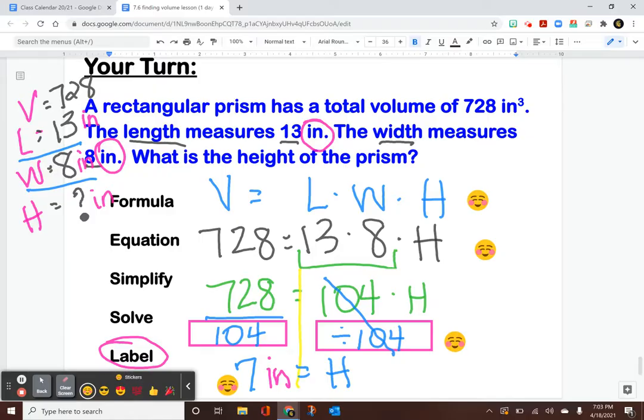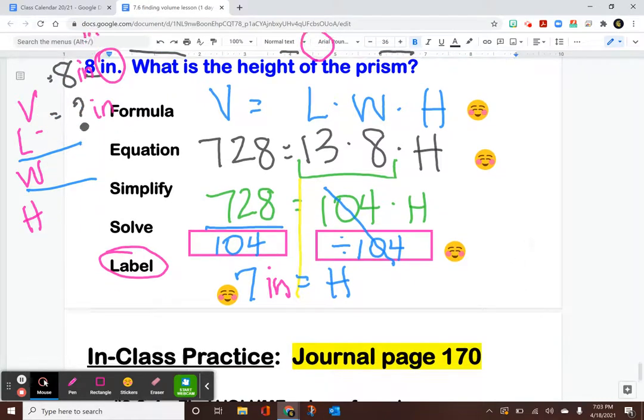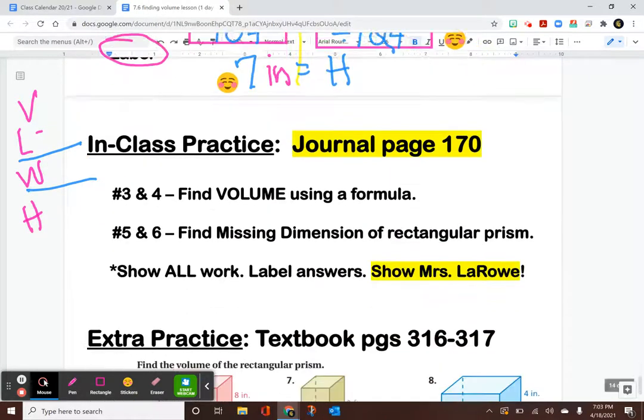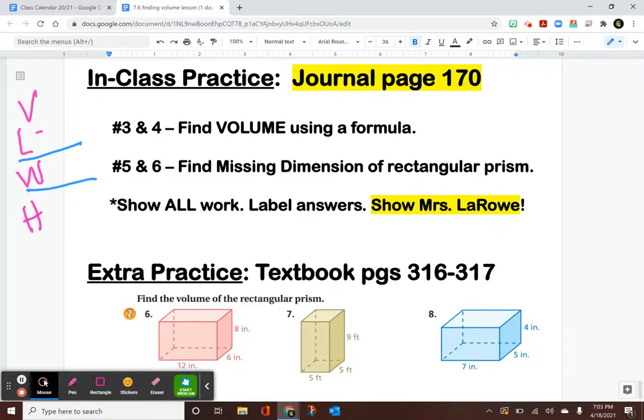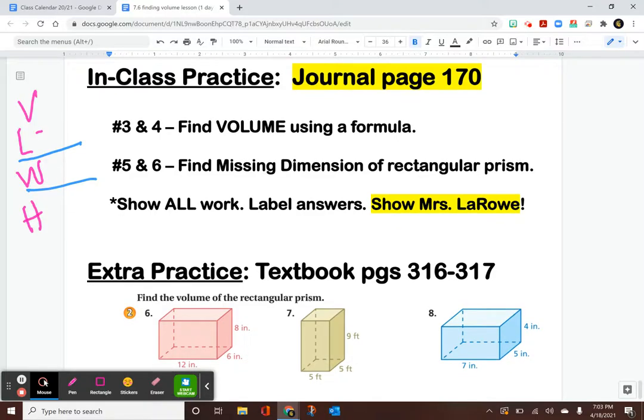This rectangular prism would have a height of 7 inches. How'd you do? Are you able to use the formula for volume and find a missing dimension? We're going to practice a little bit more together. Happy practicing!